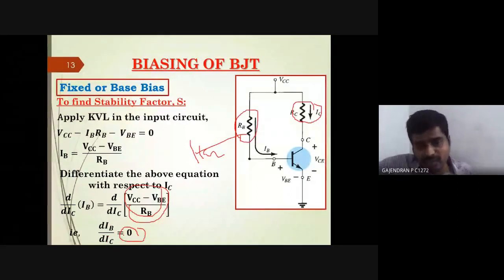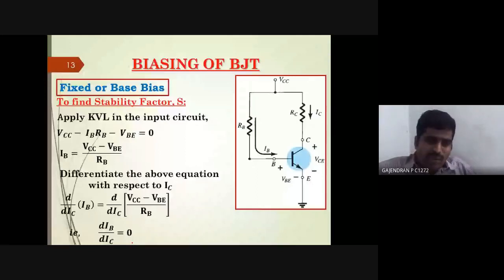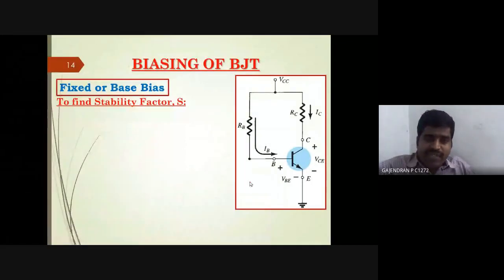Is it clear up to this, sir? Why are we doing this magic? If you see the next slide, you will come to know why we did this step. Okay. Now the continuation of your stability factor derivation.